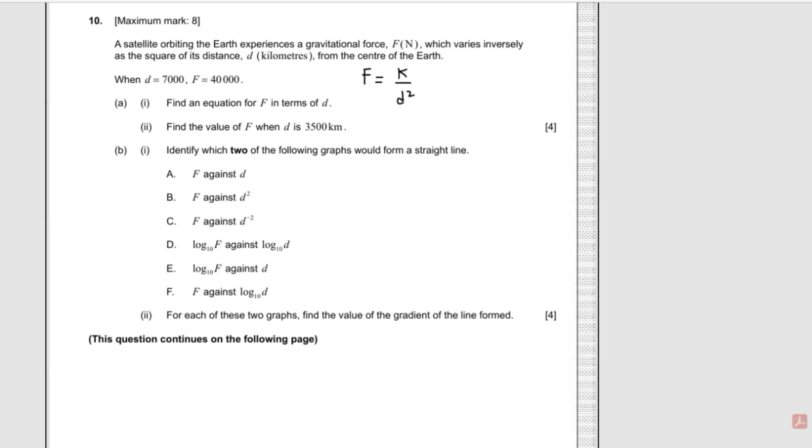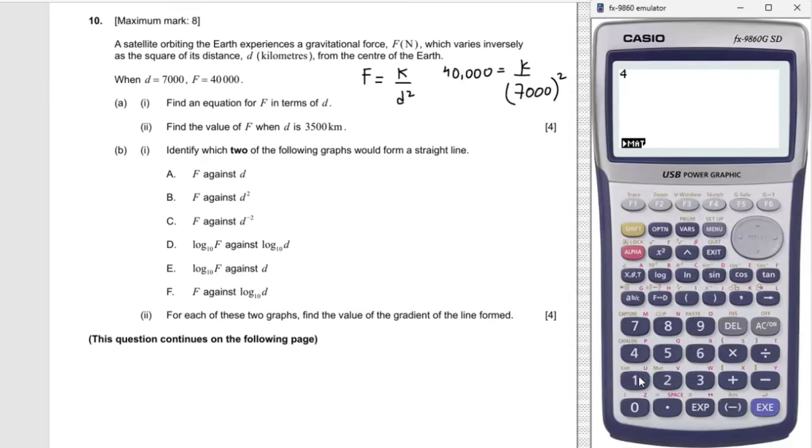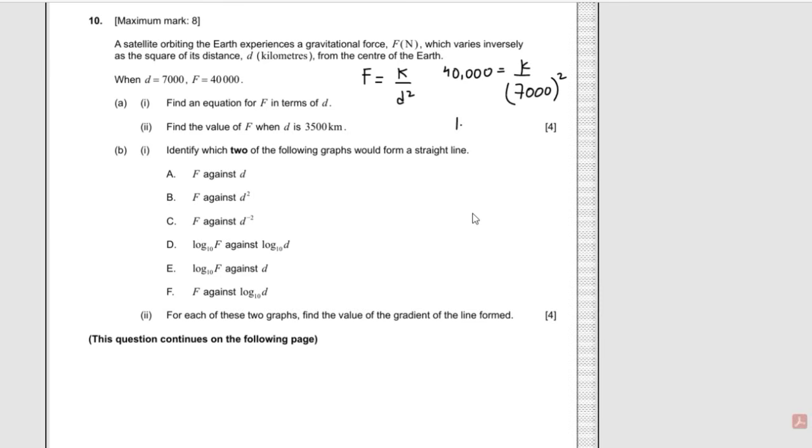So we will just substitute 40,000 for F and 7,000, but I need to square it. So it's going to be a huge number. Let's see. Most of the time, the calculator just gives a standard form answer if the number is too huge. 7,000, and let's square it. Okay, so k is 1.96 times 10 raised to power 12. That's the value of k. So I'll write my final answer. F is going to be 1.96 times 10 raised to power 12 over d squared.